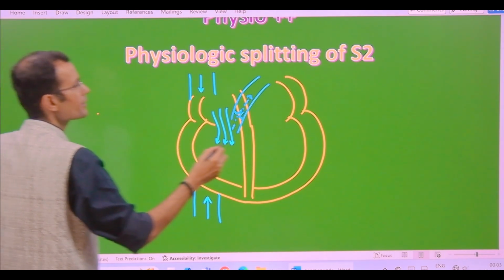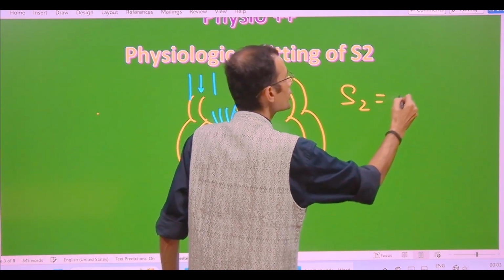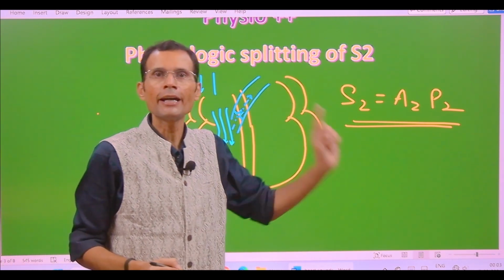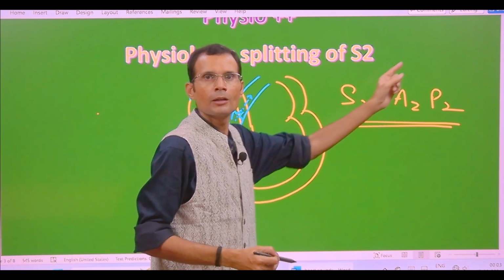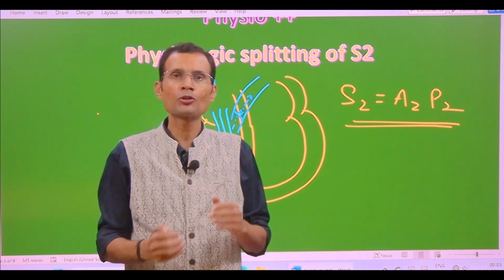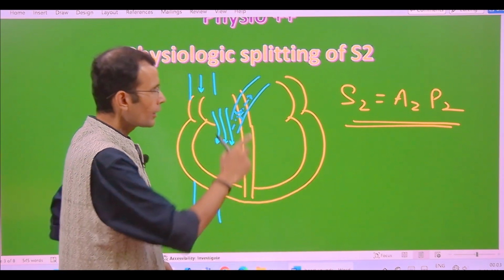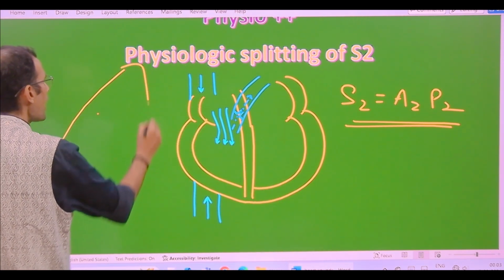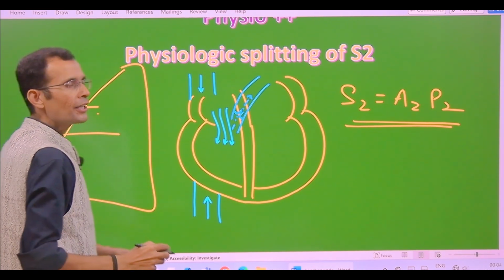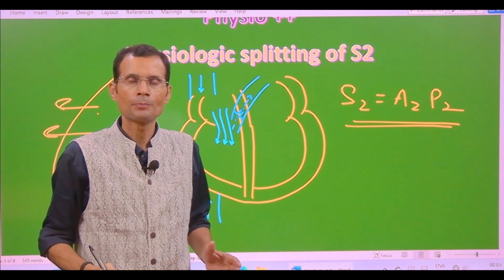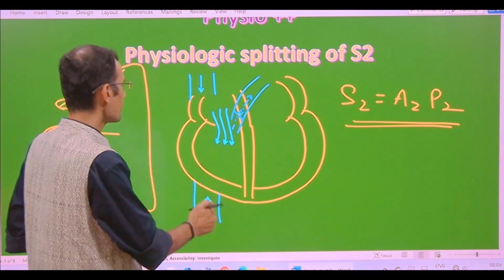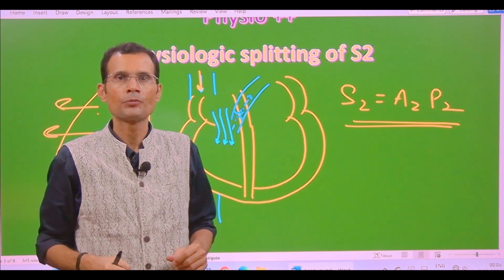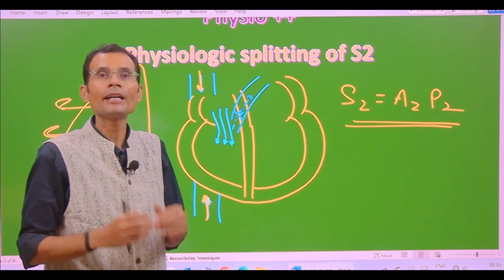And how do you remember this? Remember it like this: S2 is equal to A2 P2. S2 is equal to A2 P2. Aortic, pulmonary. You know, the second heart sound is produced by the closure of the aortic and pulmonary valves. What happens during forceful inspiration? The lungs are distending and they create a great negative intrathoracic pressure. Because of this negative intrathoracic pressure, more and more blood is sucked towards the right side of the heart. Venous return to the right side of the heart will increase.